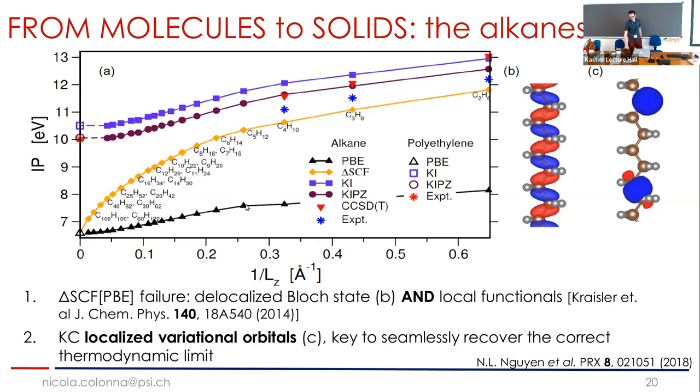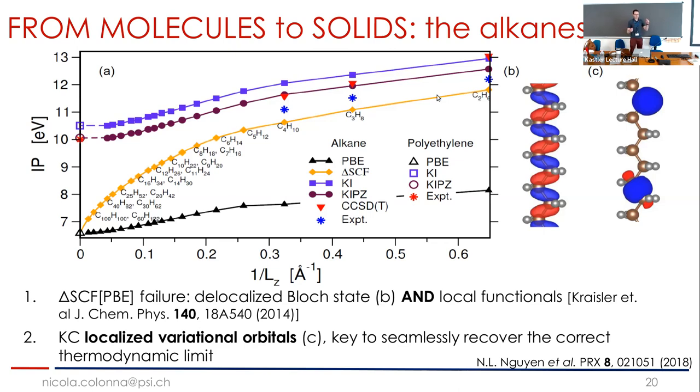Down here in the black triangle, you see the HOMO from PBE. And you know this is completely wrong, both for small molecules and in the thermodynamic limit. You have to compare with this blue star and this red star here, which represent experiment or quantum chemistry calculations for the small molecule.